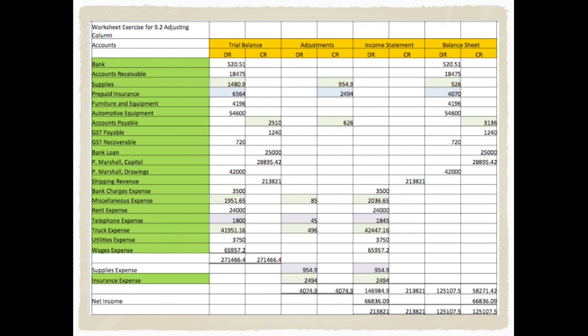So then let's move over to the balance sheet. We have to add up everything again, all the debit column and the credit column. In the debit column, we have $125,107.50, and in the credit column, we have $58,271 and 42 cents. So now we have to figure out the difference, and we write it under the column that's smaller, which is the credit column. And that number has to be equal to the net income that you got from the income statement. So it is $66,836.09, and that is our net income. Then you add everything up in those two columns, and you get $125,107 and 50 cents. So that's basically how you work the 8-column worksheet.